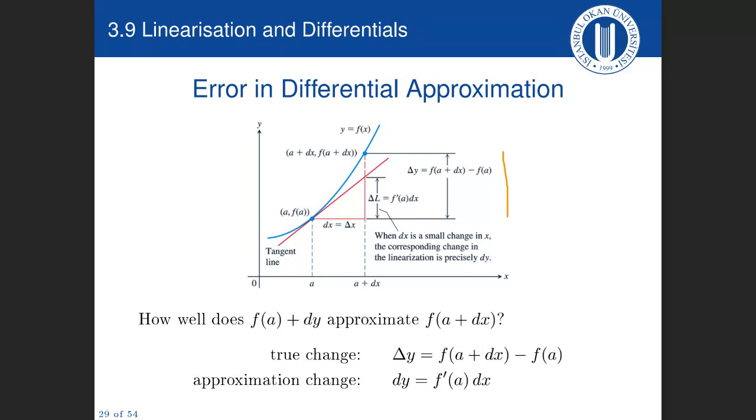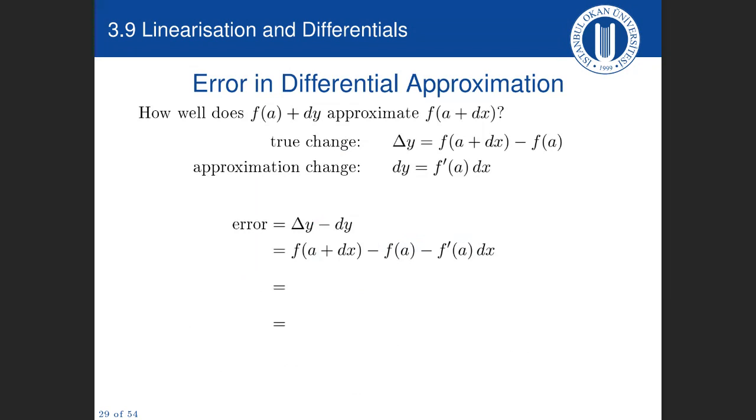And what is the approximate change? The approximate change, this distance, f prime at a dx, is how much the linearization changes as we go from a to a plus dx. And the error is going to be the difference between these two. So that's f at a plus dx minus f at a, minus the approximate change f prime at a dx.